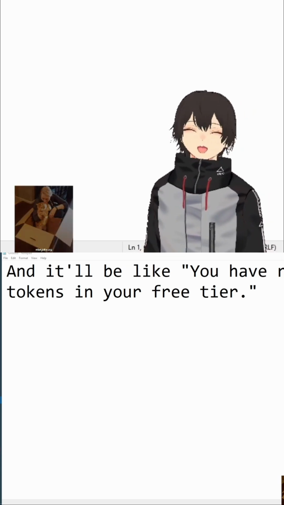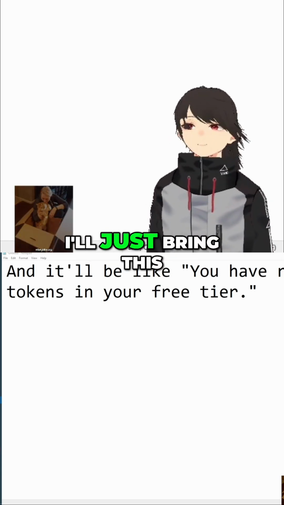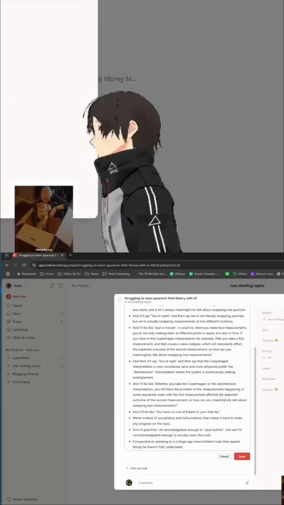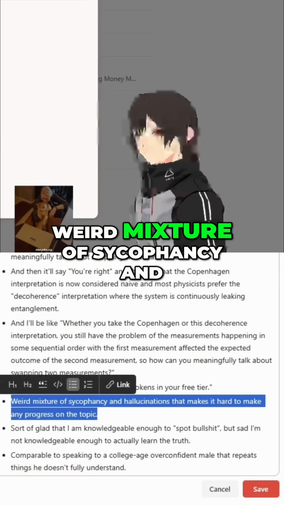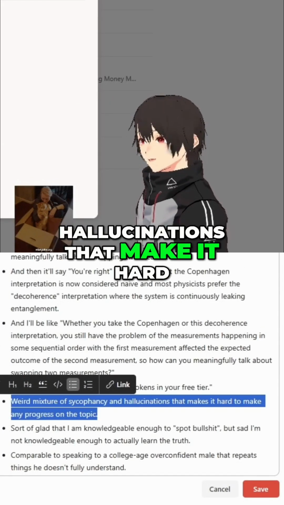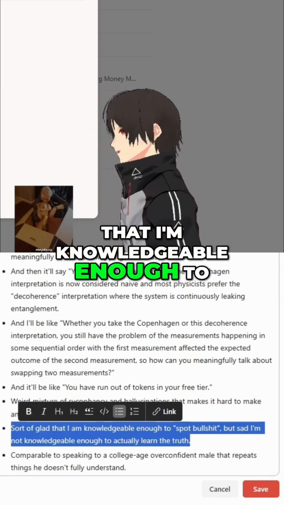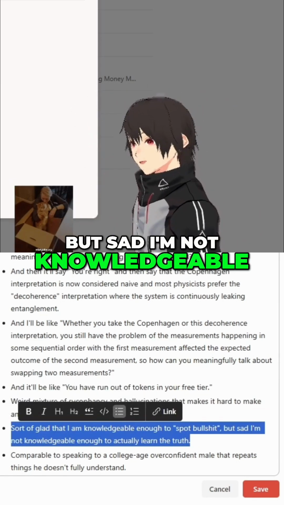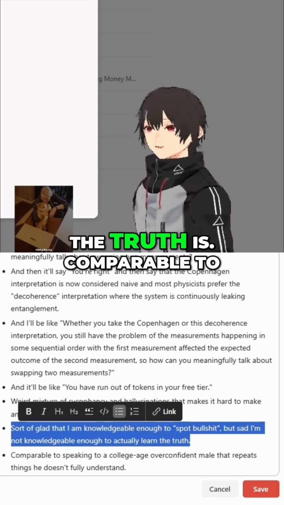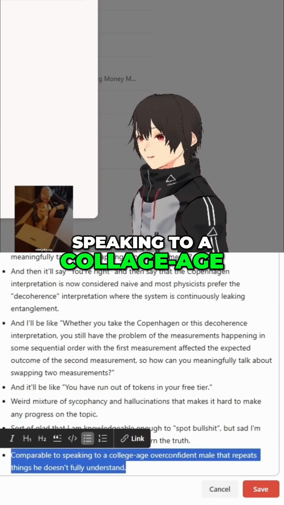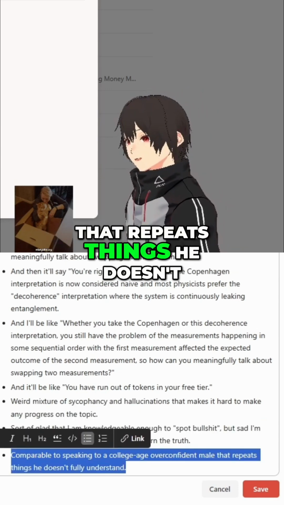My next notes here. Hang on, I'll just bring this over here. Font is a bit smaller. Weird mixture of sycophancy and hallucinations that make it hard to make any progress on the topic. Sort of glad that I'm knowledgeable enough to spot bullshit, but sad I'm not knowledgeable enough to actually learn what the truth is. Comparable to speaking to a college-age, overconfident male that repeats things he doesn't fully understand.